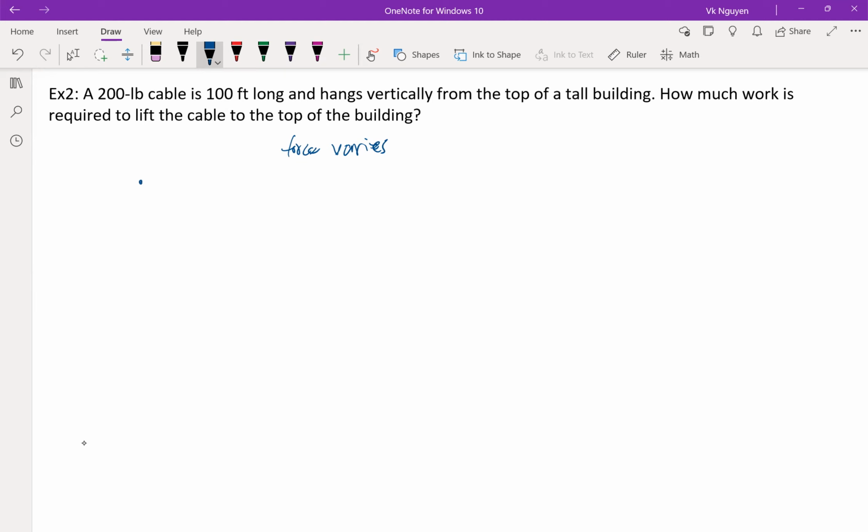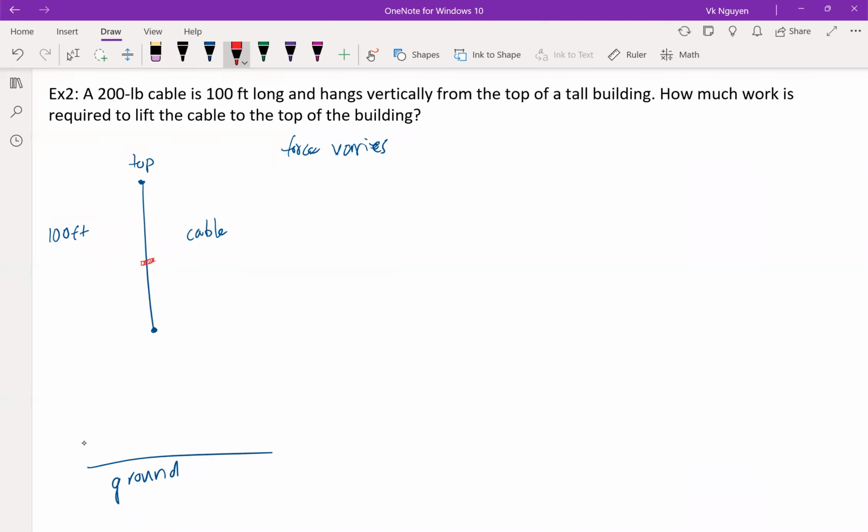Let's sketch a picture here. This is the top of the cable, and this is the bottom. Here comes the cable, a 100-foot cable. Somewhere right here is the ground. And as you see, it doesn't matter where the ground is. We are lifting the cable, so we're going to focus on the cable. In order to compute the work in lifting the entire cable, we're going to take a look at the work in lifting a part of the cable.